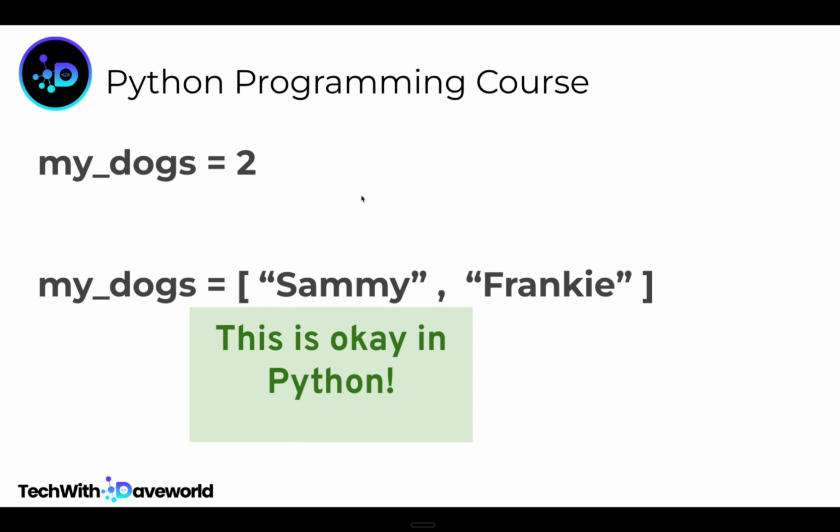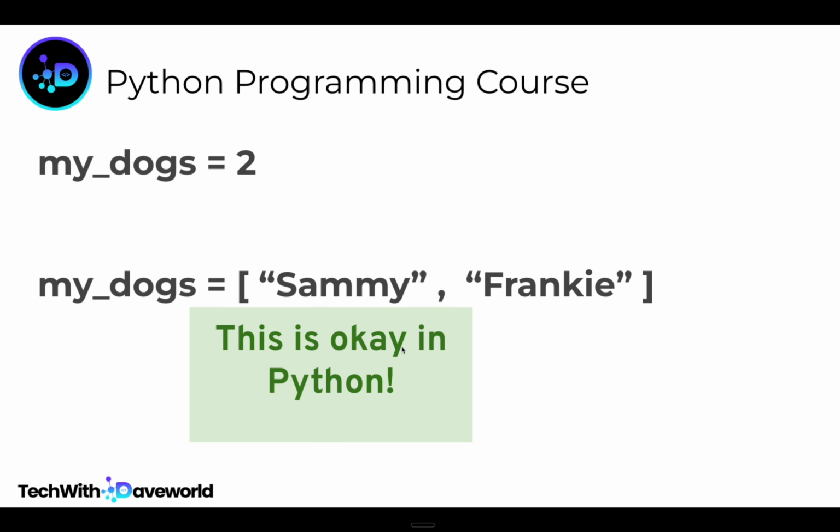In this example, we have my_dogs equals 2, which is correct. This variable name is correct because you can see there's no space, no number, no special character, only the underscore that is allowed, and it is not a keyword in Python, right? You can also have my_dogs equals Sammy and Frankie. This is actually a list in Python, and we're going to talk more about lists in Python also.